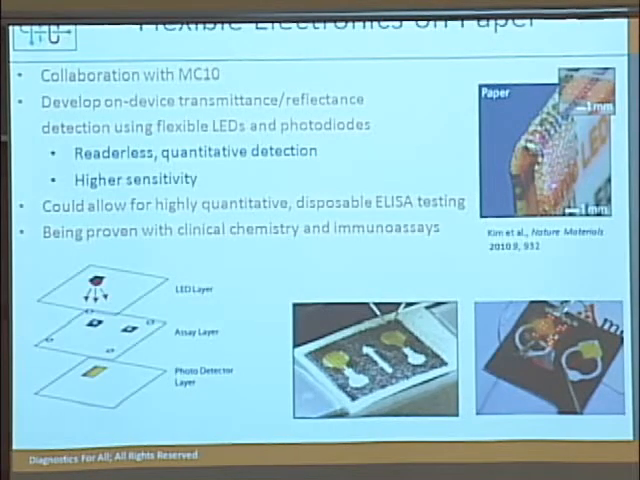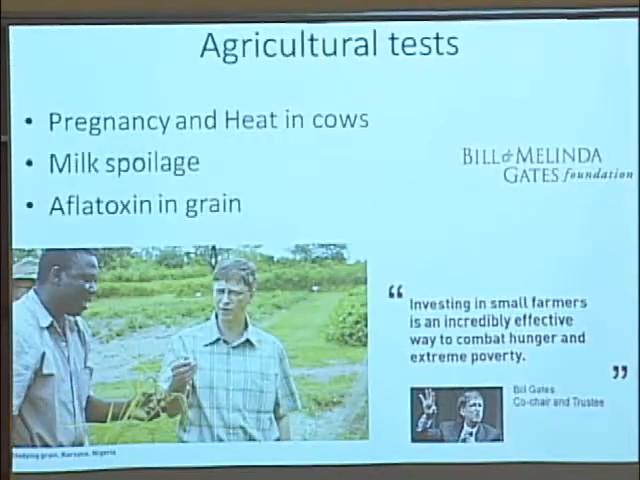So we can get transmittance or reflectance quantitatively using flexible LEDs and photodiodes and ribbon batteries. And so we can get readerless quantitative detection and a lot of sensitivity. This is still in development. This test is not ready for me to show off to you.